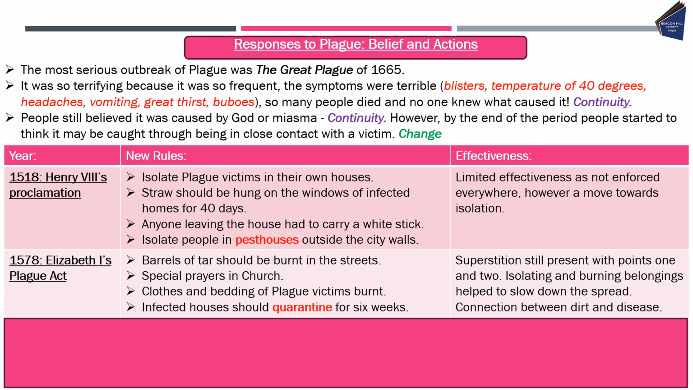There were special prayers that were said in church. Clothes and bedding of plague victims was burnt, and infected houses should quarantine for 6 weeks. Isolating, so building on from the work of her father really. In terms of effectiveness, superstition was definitely still present. We can see that in points 1 and 2. But isolating and burning belongings was definitely going to help slow down the spread. And there is starting to be a connection between dirt and disease.